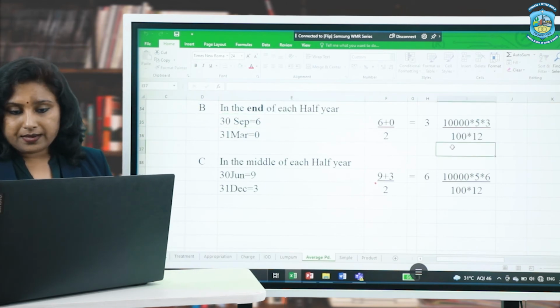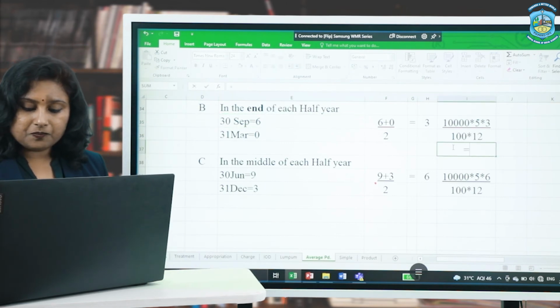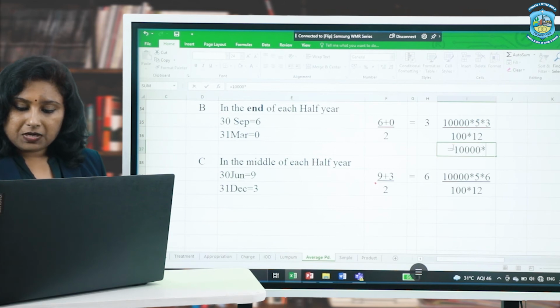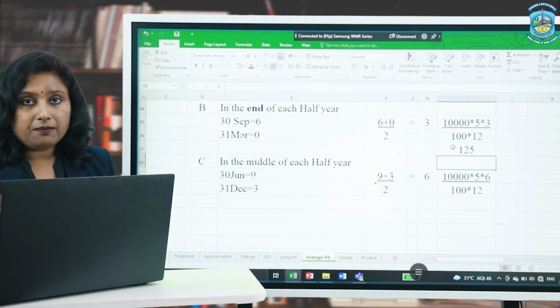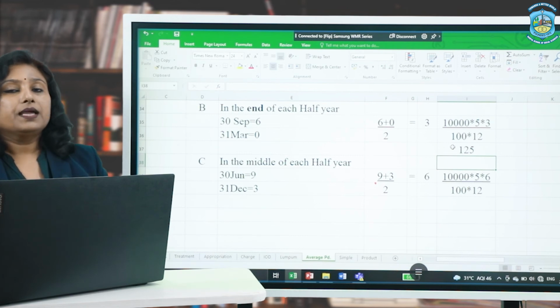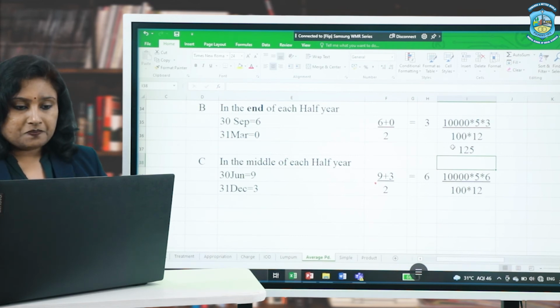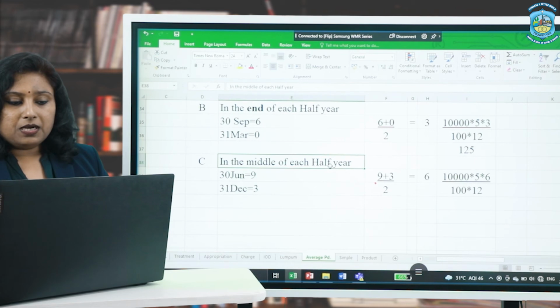Let's quickly calculate the amount on 3 months itself. So 10,000 multiplied by 5% for 3 months, just 3 months. The interest would further reduce. Why? Because for the last half a year, interest has not been charged. The same goes for the middle of the year, middle of a half year, that is.